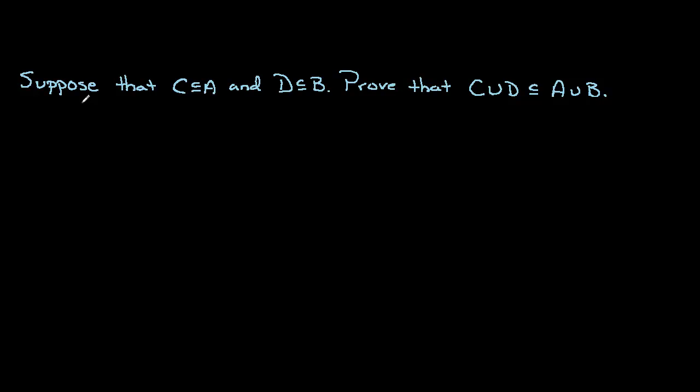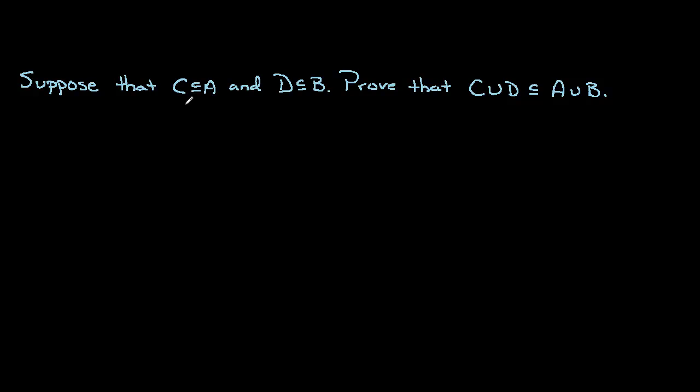In this video, we will be taking a look at a proof involving subset containment. Suppose that C is a subset of A and D is a subset of B. Prove that C union D is a subset of A union B.